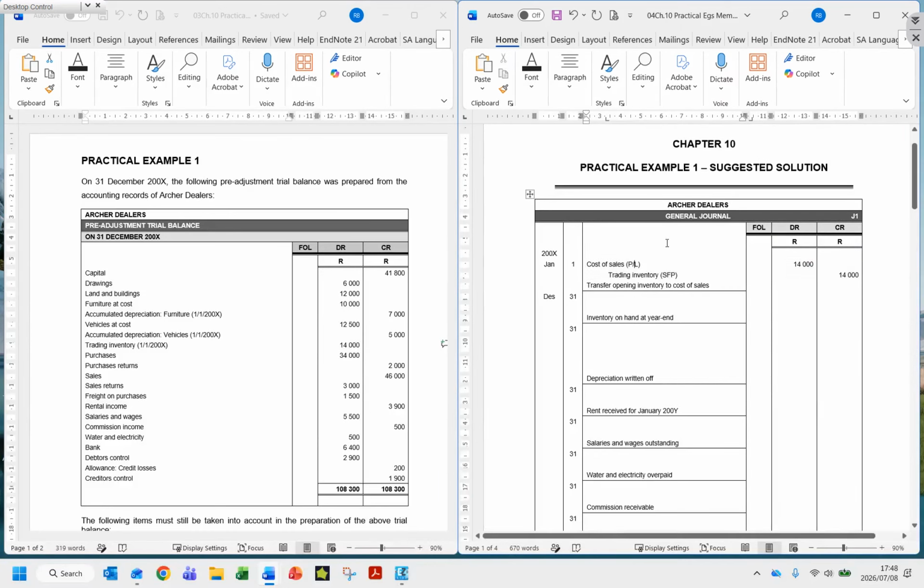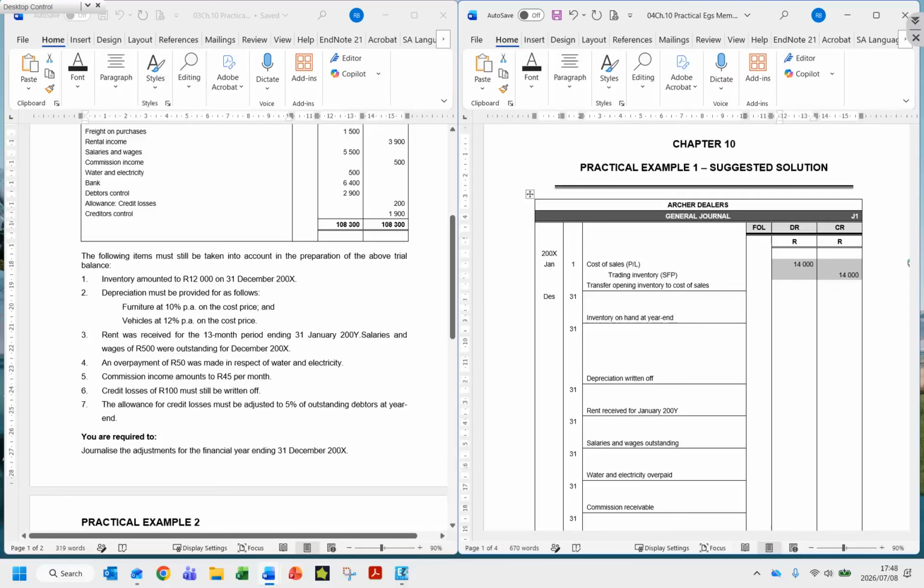Debit the cost of sales, which is a profit or loss account. It's an expense, so it's included in the statement of profit or loss. Credit trading inventory, which is an asset, so it is a statement of financial position account. And the amount is 14,000 Rand, the amount of the opening inventory given in the trial balance. Then we start with our adjustments.